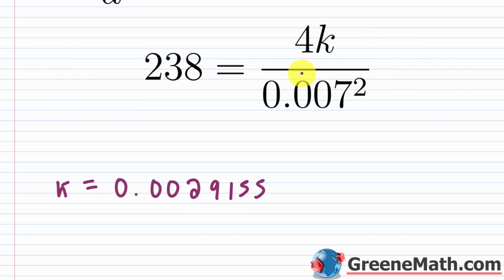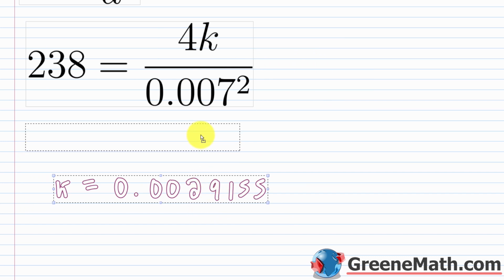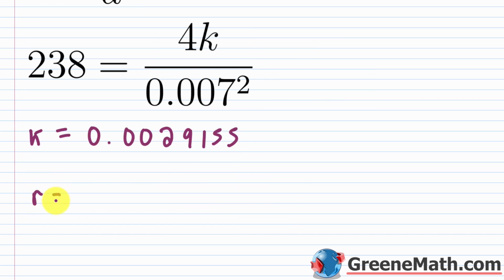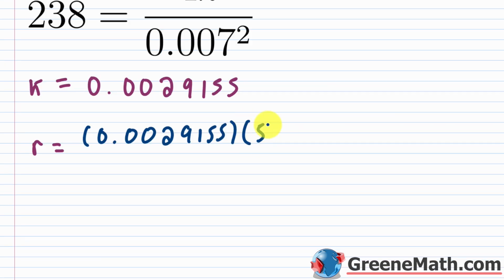Okay, let's put this off to the side. We don't need this anymore. So now we have our value for K, and we can just update the model. So R is equal to, this is your K value. Let me just wrap this in parentheses. 0.0029155. This is going to be multiplied by your L value. Let me go up. So for this one, it says find the approximate resistance in ohms of a wire made of the same material that is 5 meters long. So 5 is going to be for L. So let's put a 5 right there.